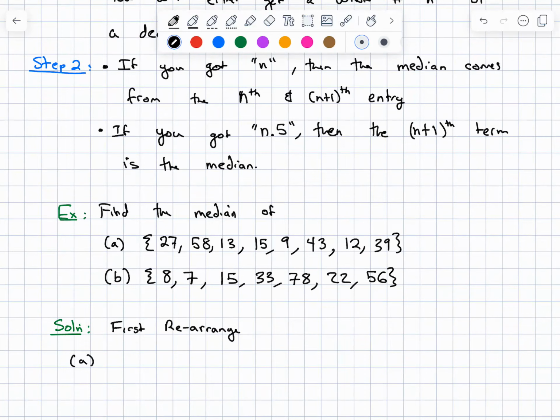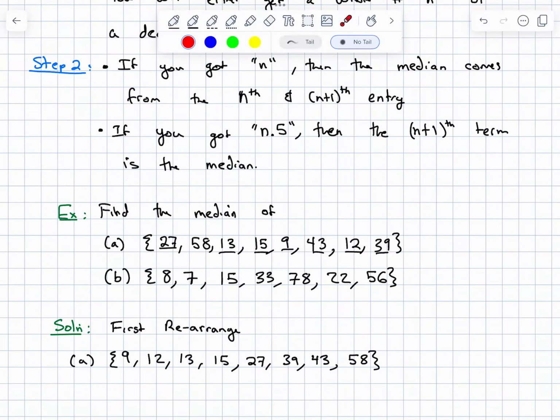So for part A, it should go 9, 12, 13, 15, 27, 39, 43, and 58. Do I have 1, 2, 3, 4, 5, 6, 7, 8? I got 8 numbers. I'm good.